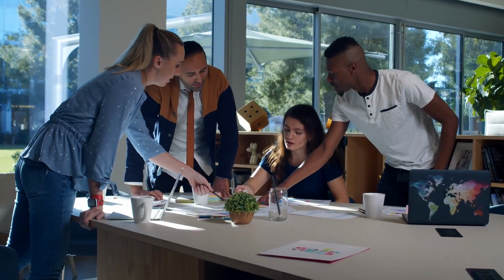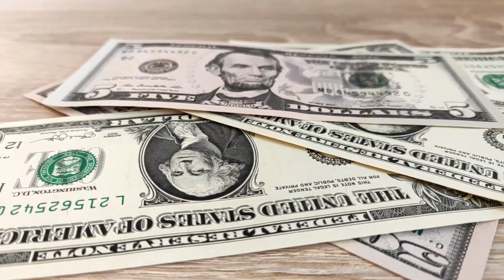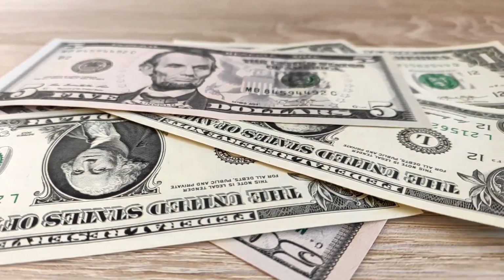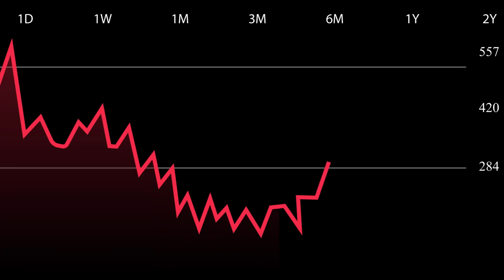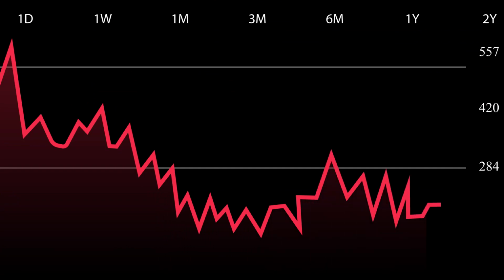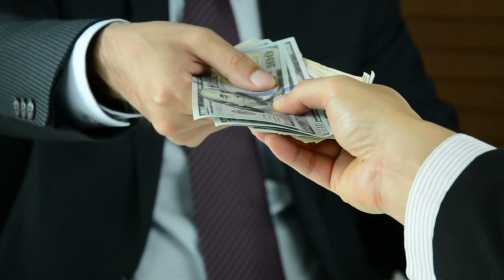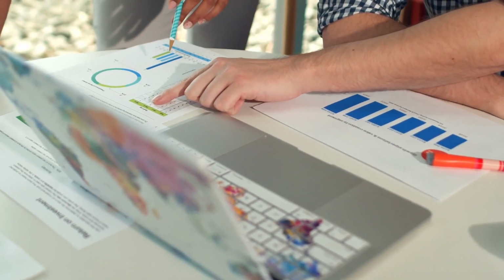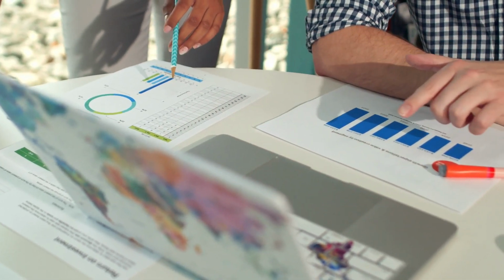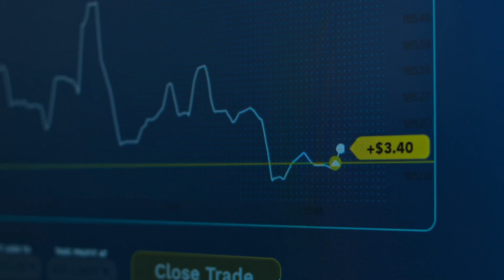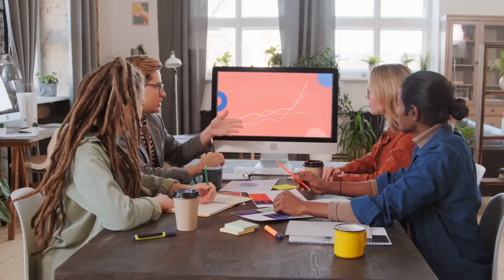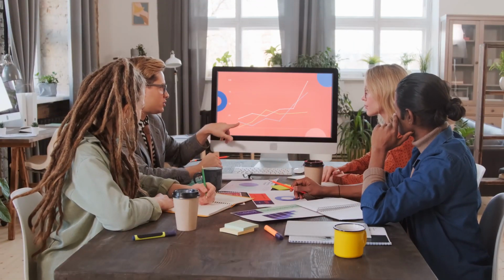Now let's talk about an important concept called in the money, at the money, and out of the money. If the current price of the underlying asset is higher than the strike price of a call option, it's considered in the money. If the current price is equal to the strike price, it's at the money. And if the current price is lower than the strike price, it's out of the money. Once you grasp these basic terms, you can start exploring different options and strategies.